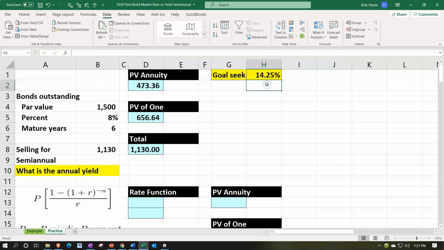And we're looking at 14.25%, in order to get this calculation to be the end result of the 1,130. That's in the range that we would expect because it's a market rate that's greater than the rate on the bond, which would result in us issuing the bond at a discount, an amount less than the par value of the 1,500.